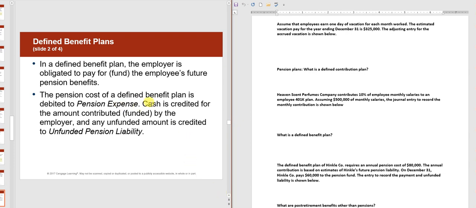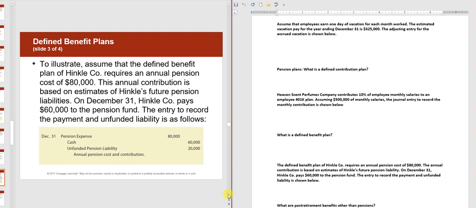So in this case, notice I can either credit cash, or if I don't pay it, I credit pension liability, unfunded pension liability. So a defined benefit plan requires an annual pension cost of $80,000, so debit pension expense for $80,000. The annual contribution is based on estimates of their future pension liability. So what they do is they take what are called actuaries, people who determine what your car insurance rates are, people who determine what your life insurance rates are.